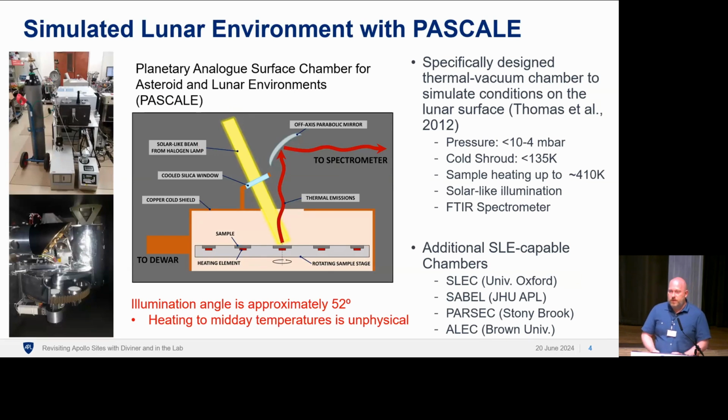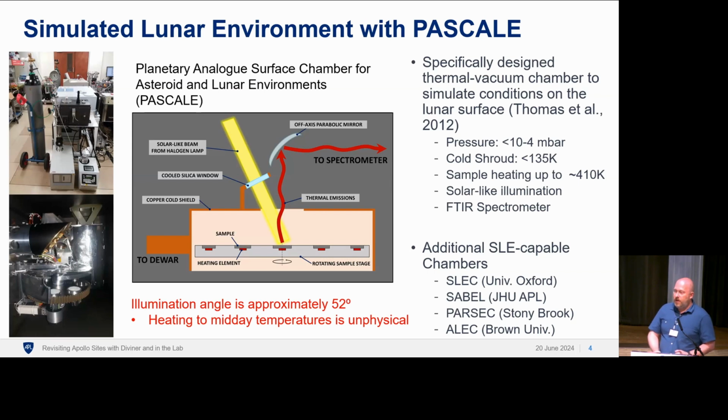So this is a ground truthing talk. The instrument we're trying to ground truth is Diviner, and we're using laboratory data of Apollo soils to do that comparison. The experiment we're using is called PASCAL, and this is a simulated lunar environment chamber at the University of Oxford. It was at Oxford and is at Oxford. For a while, it was on loan to the University of Central Florida. But it's a very specialized chamber where we're able to heat up particulate samples using a lamp. It's under a cold shroud, so we're able to simulate solar illumination and emission off to space and create thermal gradients in the very near surface that are similar to the lunar surface.